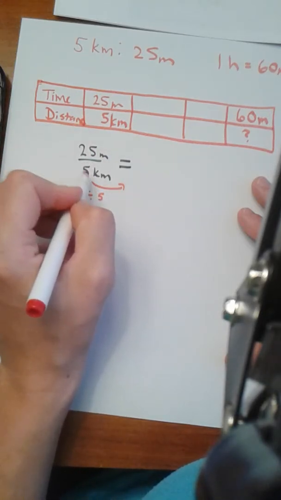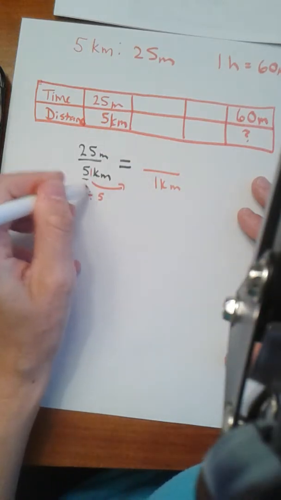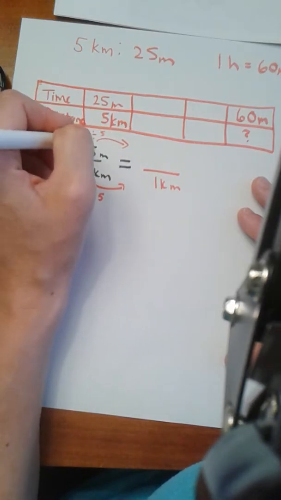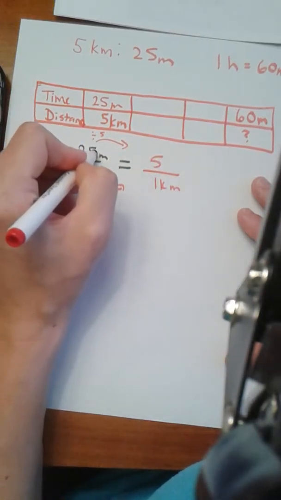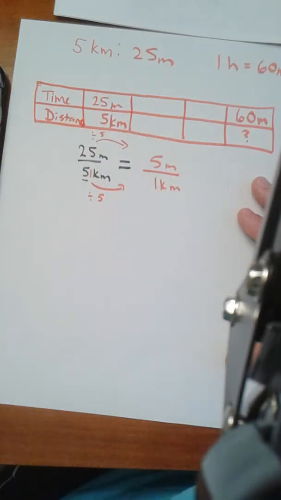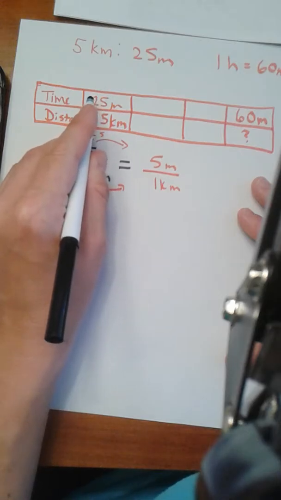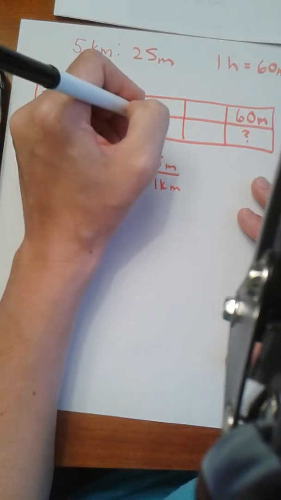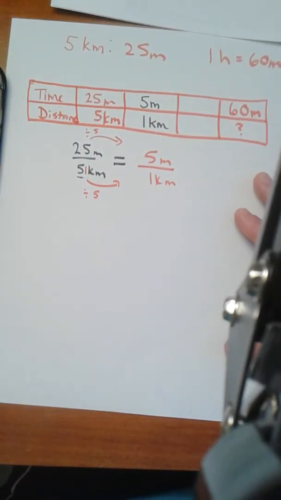So 5 divided by 5, that's only 1, so that becomes 1 kilometer. And I'm going to do the same thing up here, because in a ratio, whatever we do to one side, we do to the other. 25 divided by 5, that's 5 minutes. So I'm going to write this in the table. So up here, we found out that if he goes 25 minutes in 5 kilometers, it takes him 5 minutes to go 1 kilometer. Okay.